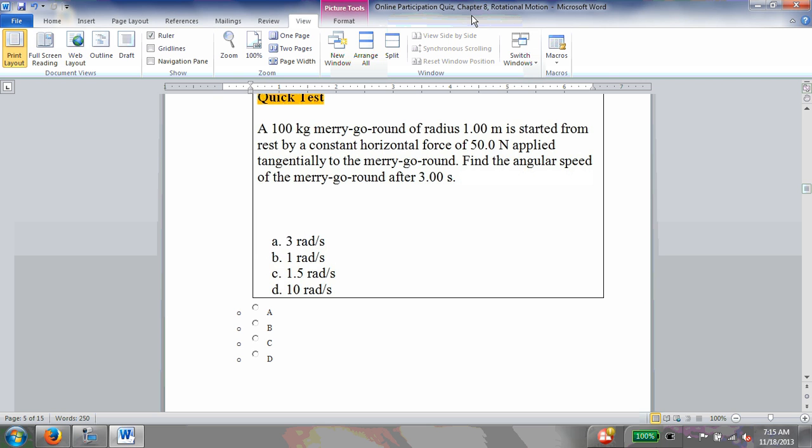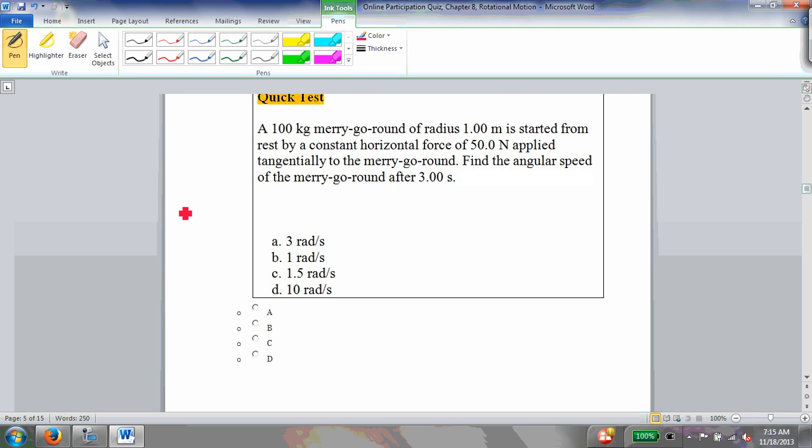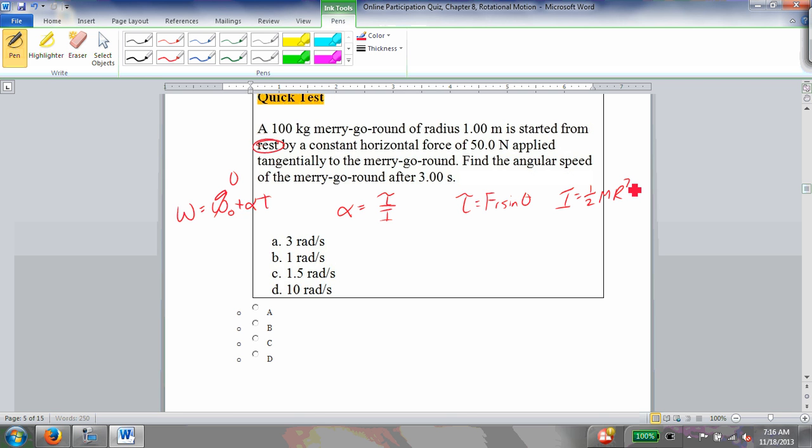Okay, I have a 100 kilogram merry-go-round of a radius of 1 meter, started from rest by a constant horizontal force of 50 newtons applied tangentially. What is the angular speed? So I want to know omega. I know that omega is equal to omega naught plus alpha t. Omega naught is 0 because it starts from rest. So I need to find out what alpha is. I know that alpha is the torque over the moment of inertia. So now I need to find the torque, which is equal to Fr sine theta, and I need to know I. This is for a cylinder or a disk, and if you look on your table, that's 1/2 mr squared.